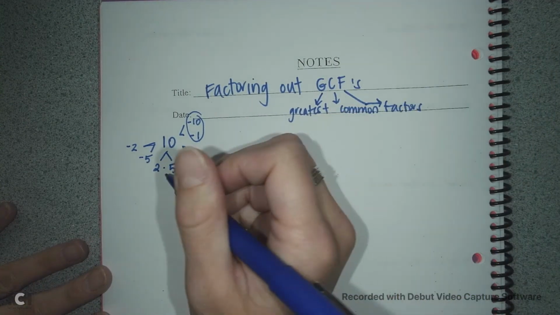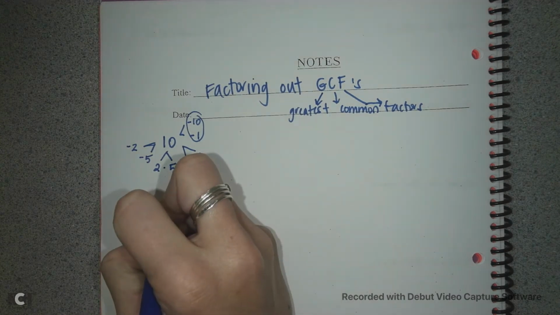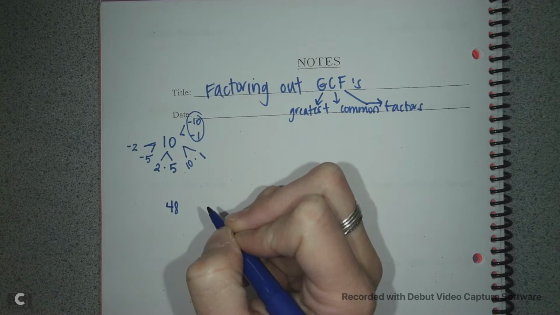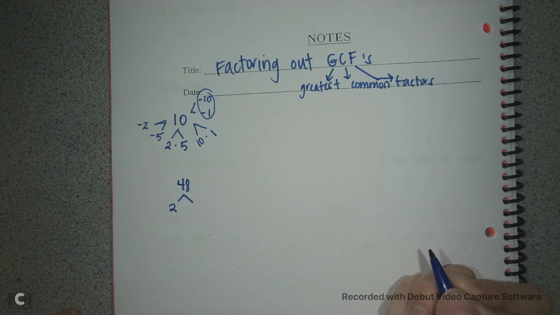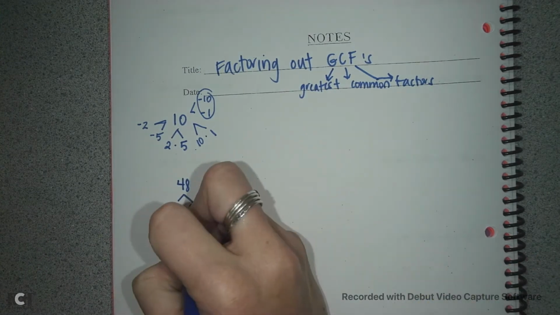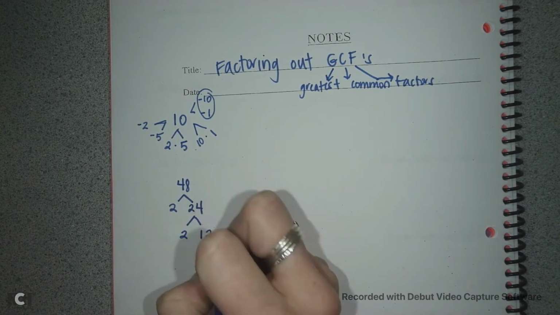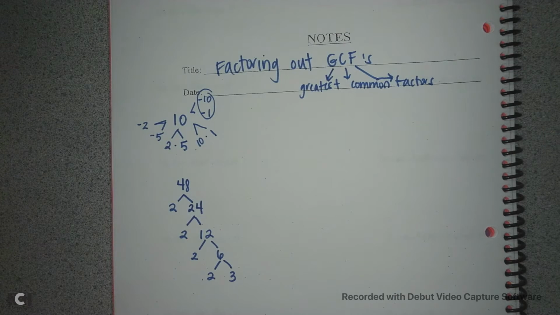We can make a factor tree. So this is kind of a tree, but it's kind of a short tree. So let's pick a number, for example, like 48. Okay, so 48 can be factored, and we're going to use a factor tree. So 2 times... Sorry, I had to answer the phone. Okay, 2 times 24, and then we can keep going. We've got 2 and 12, 2 and 6, and 2 and 3. Okay, these are factors of 48.